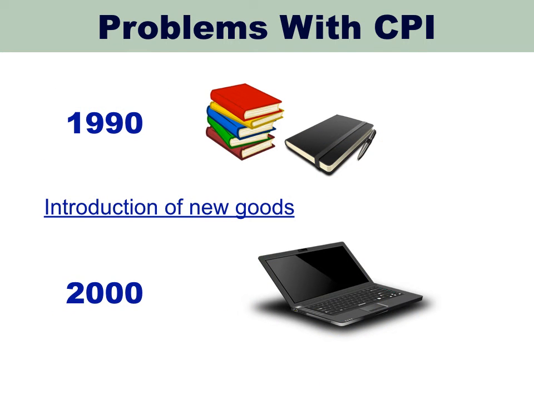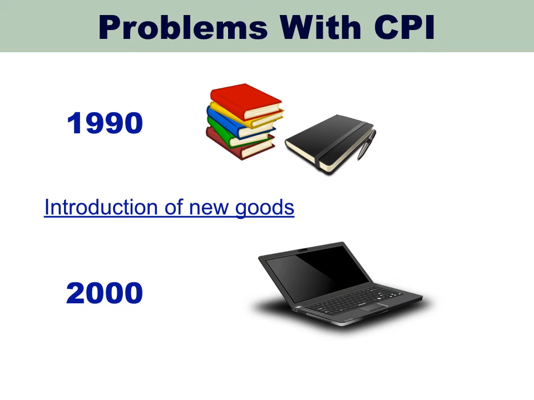We also have the problem with introduction of new goods. So every few years, the basket actually has to change. Right? So even though it is a constant basket, it can't be constant forever because we introduce new goods into the economy. So in 1990, if you were coming to school, you would have been purchasing things like books and a notebook. Right? Textbooks and a notebook. Whereas in the year 2000, a lot of students were coming to school with computers.